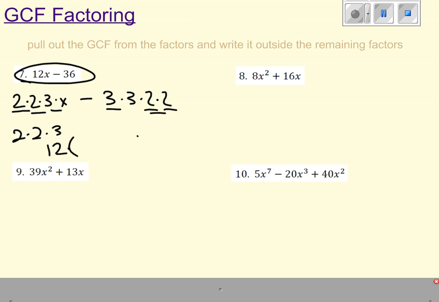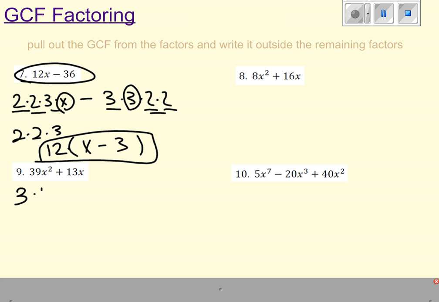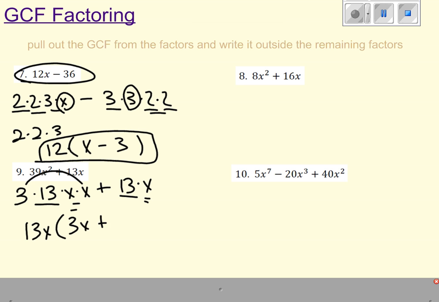So that's what I put on the outside. Then on the inside, I put what's left. Well, I've got an x here, and I've got a 3 here. So there is my factored form. And again, you don't have to break it apart that far, but I just want to see kind of what you're doing. So 39x, that's going to be 3 times 13 times x plus 13 times x. So what's in common? Well, 13 is in common, x is in common. So if I pull out 13x, I write what's left, 3x plus, since there's nothing left over here, I put 1. So that is how you factor.